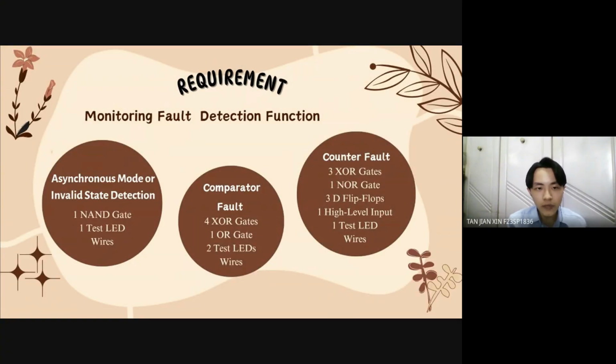For the monitoring fault detection function, we have asynchronous mode or invalid state detection: 1 NAND gate, 1 test LED and wires. For the comparator fault, we have 4 XOR gates, 1 OR gate, 2 test LEDs and wires. For the counter fault, we have 3 XOR gates, 1 NOR gate, 3 D flip-flops, 1 high-level input, 1 test LED and wires.